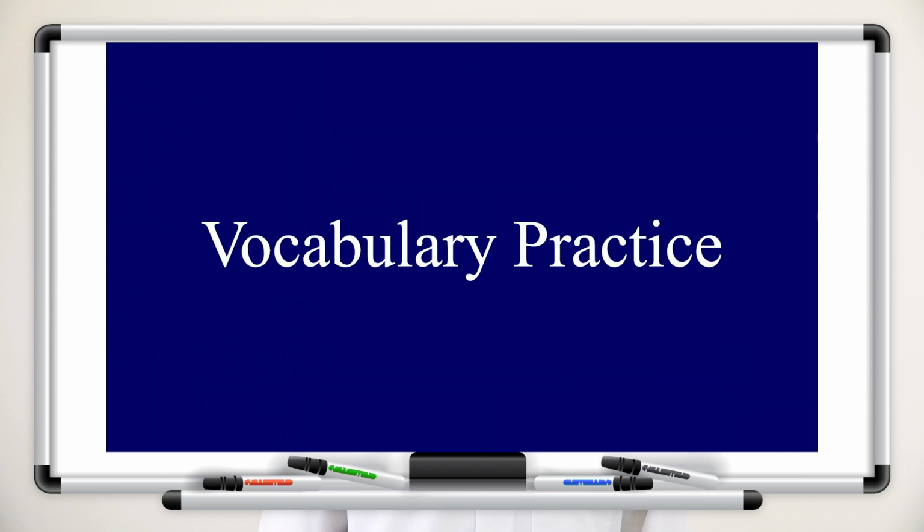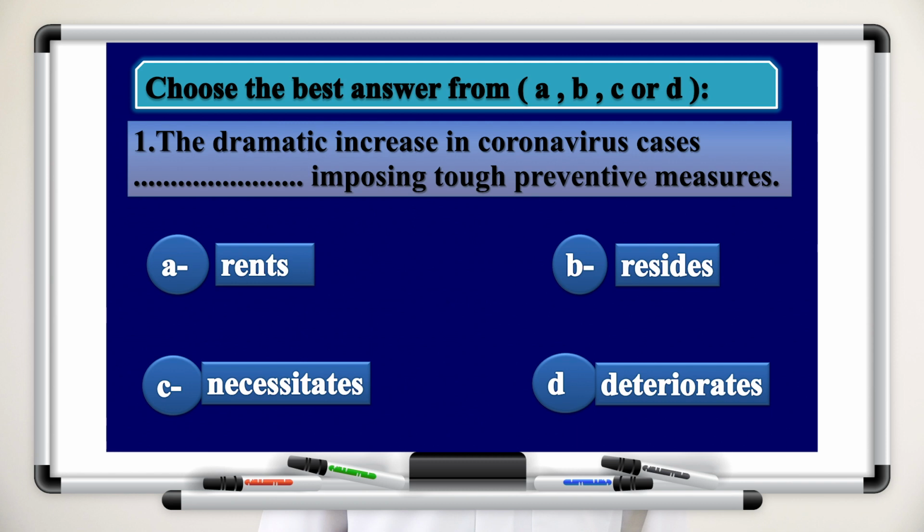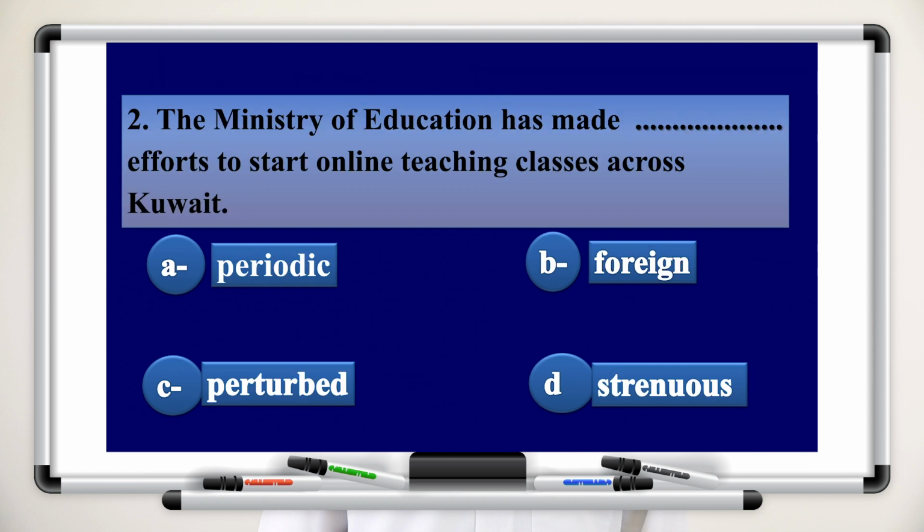Now we will have a vocabulary exercise. If you need to pause the video, go revise the words and then come back to do the exercise. Choose the best answer from A, B, C, or D. Number 1. The dramatic increase in coronavirus cases, imposing tough preventive measures. What do you think? Necessitates. Excellent. Number 2. The Ministry of Education has made efforts to start online teaching classes across Kuwait. What kind of efforts? Strenuous.